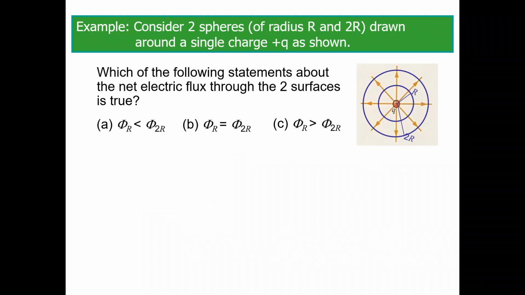All right, let's look at a conceptual example. So we have two spheres. One has a radius r and the other has a radius of 2r, that are drawn around a single charge, positive Q. Which of the following statements about the net electric flux of the two surfaces is true? Think about it. Pause the video. When you're ready, unpause and we'll go over it.